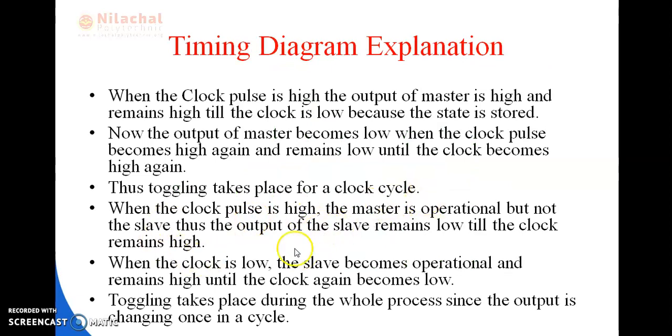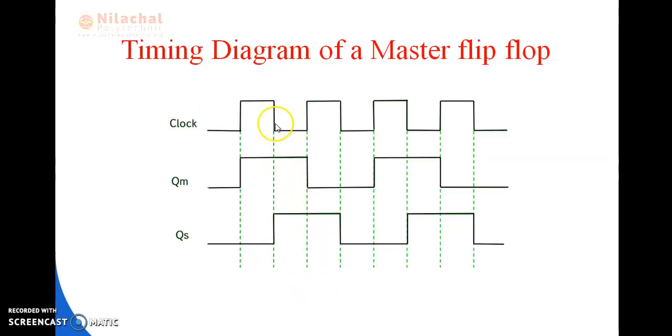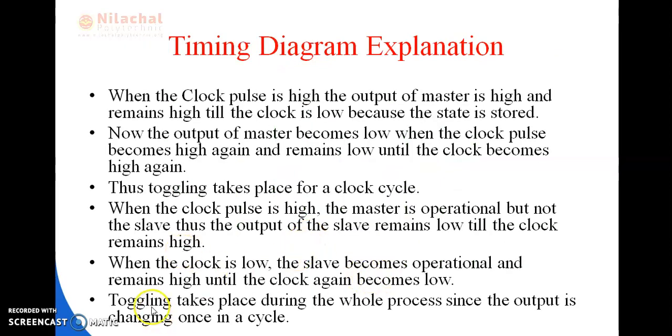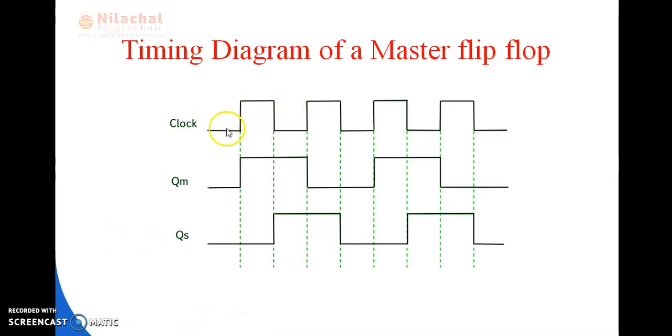Then when the clock is low, the slave becomes operational and remains high until the clock again becomes low. So here, when the clock pulse is low, at that time the output of the slave flip-flop is high. Then toggling takes place during the whole process since the output is changing once in a cycle. So here the output is toggled. Toggle means sometimes its value is 1 and sometimes its value is 0.